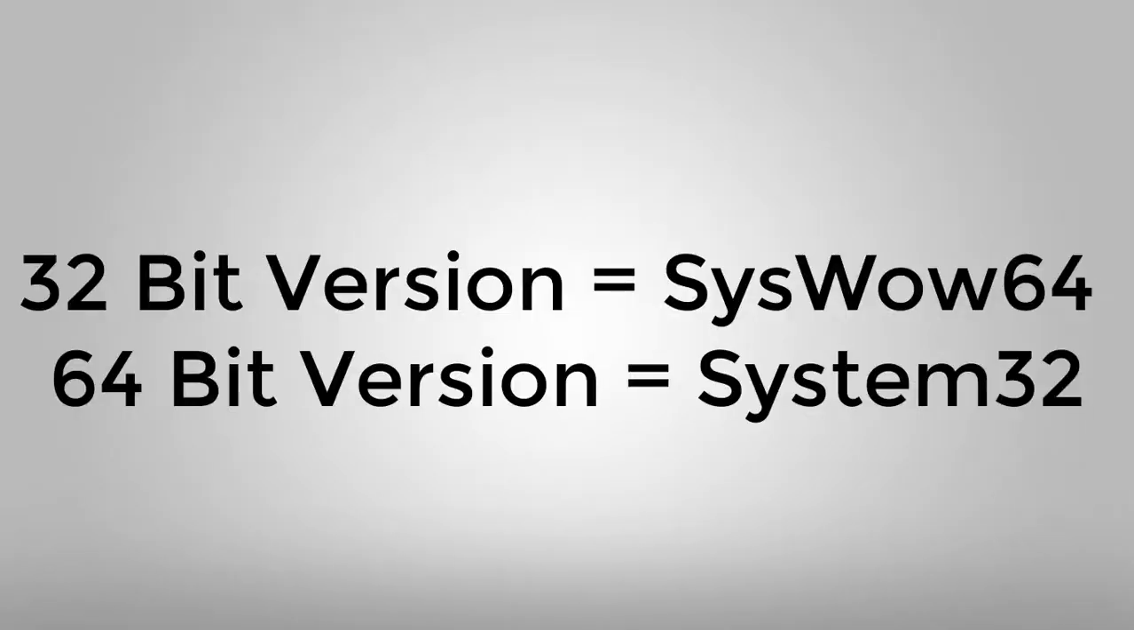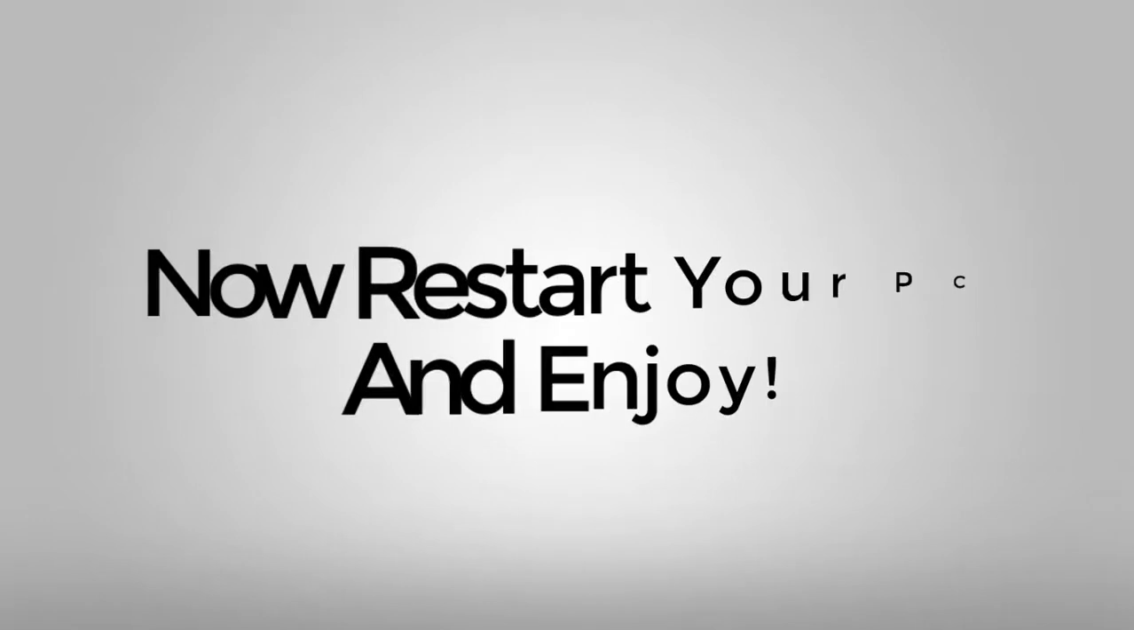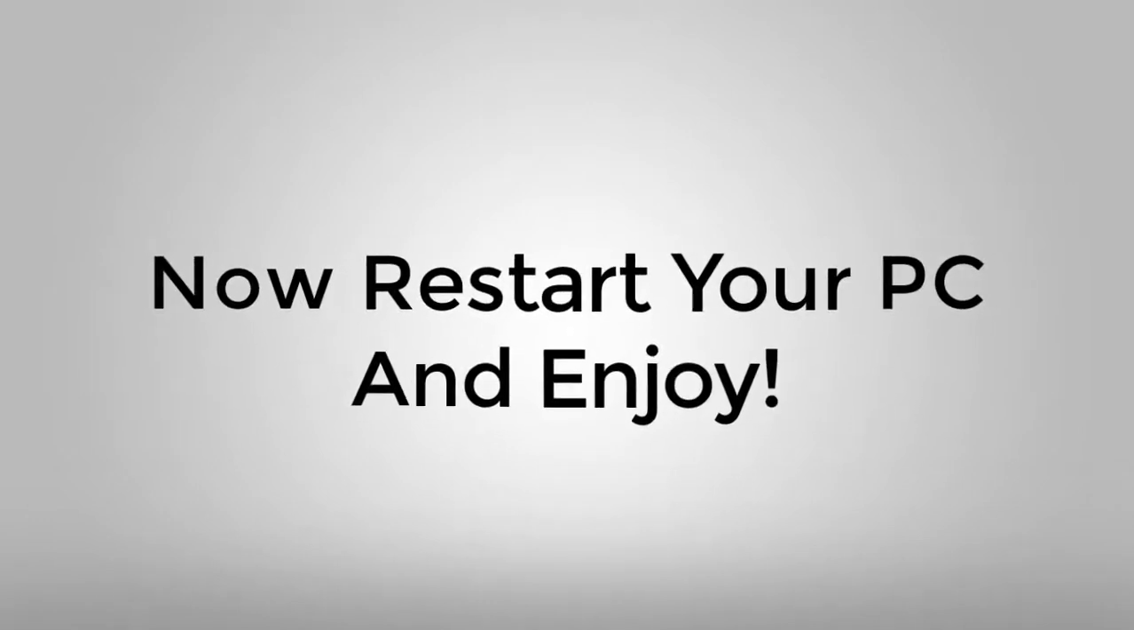Always remember to drag the 32-bit version in SysWOW64 folder and 64-bit version in System32 folder. But those who are using a 32-bit operating system will need to drag the 32-bit file in System32 folder. After doing this, you need to restart your PC and your game or program will work fine.